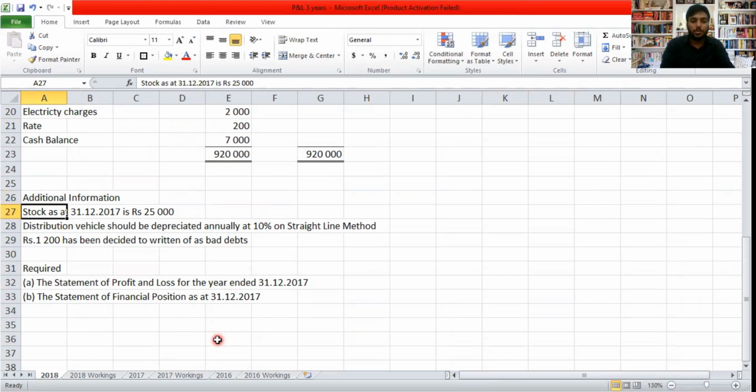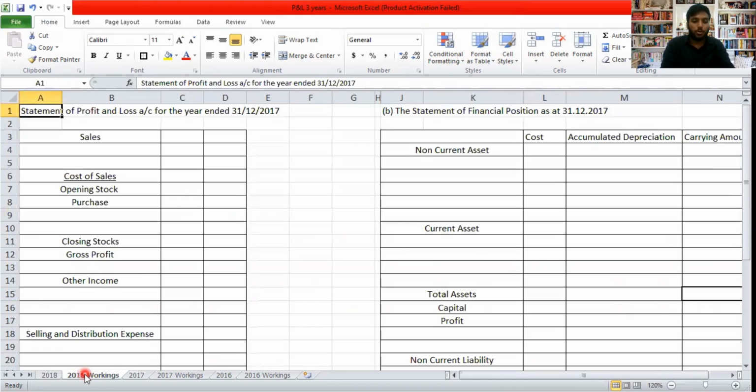So stock as at 31st 12 2017, this has two adjustments. So I need to consider this as closing stock. How much is the closing stock? 25,000. I'm going to go for the 2018 sum. So I'm going to put this amount 25,000 under closing stock. Once I record this closing stock of 25,000 here, I will take this same amount to current assets.